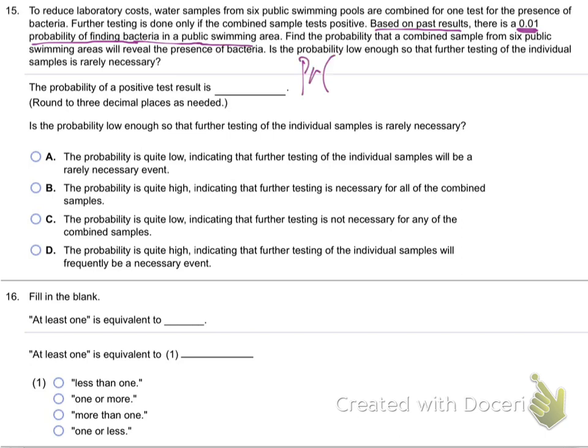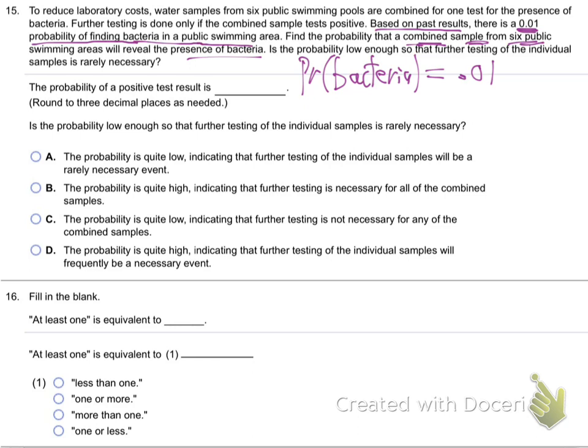So the probability of bacteria is 0.01. Find the probability that a combined sample from 6 pools will reveal bacteria. They're going to take samples from 6 pools, dump them all in the same mix, and then test the mix. They're asking, what's the probability that we'll see bacteria in the final mix? You're going to see bacteria in the final mix if there was bacteria in at least one.